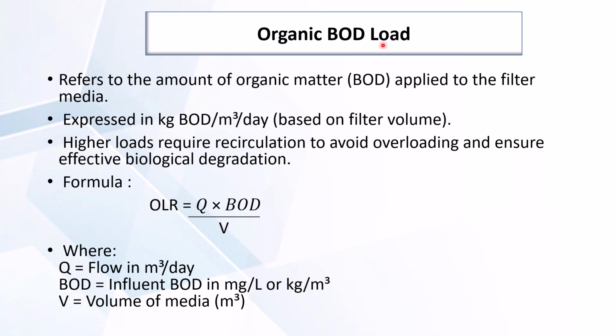Now is the organic BOD load. It refers to the amount of organic matter applied to the filter media, expressed in kg BOD per meter cube per day. High load requires recirculation to avoid overloading and ensure effective biological degradation. For this organic BOD load, the formula is Q into BOD by V, where Q is the flow, BOD is the influent BOD in mg per liter, and V is the volume of media in meter cube.